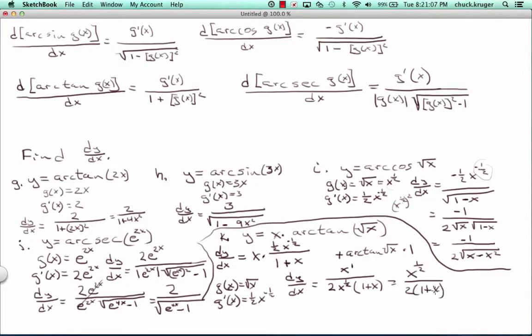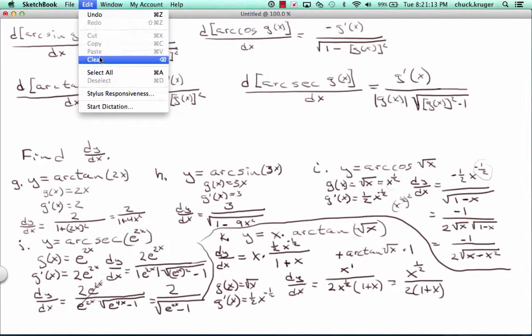All right, got one more problem. I'm going to clear the screen. And the problem is, again, I'm going to find the derivative. I think it's problem L. Y equals the arc sine of x plus x times the square root of 1 minus x squared.